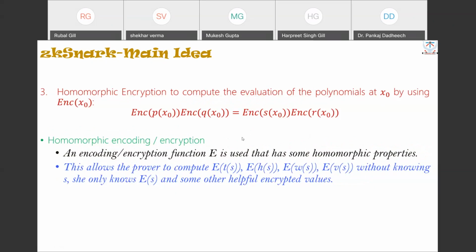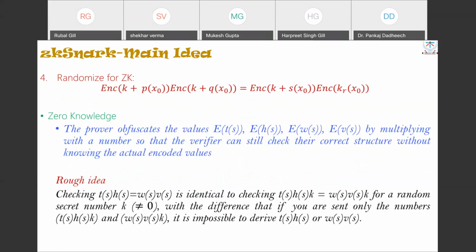This allows the prover to compute the encrypted value of t(s). Any random value s is given by the verifier. So the prover computes the encrypted value of t(s), the encrypted value of h(s), the encrypted value of w(s), and the encrypted value of v(s), and sends it. It does not know s either, it knows only E(s), and the verifier can multiply and check. Again, I'll not go into details of this, but it is made still more difficult by adding some random values.